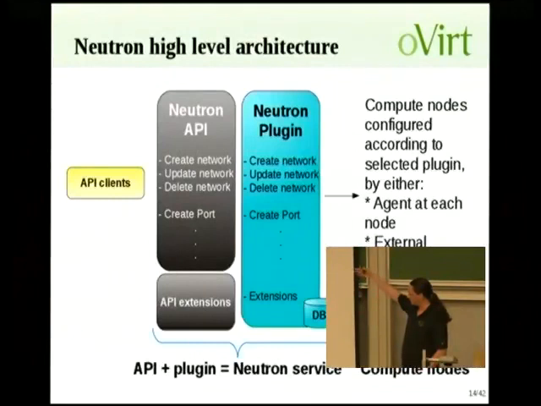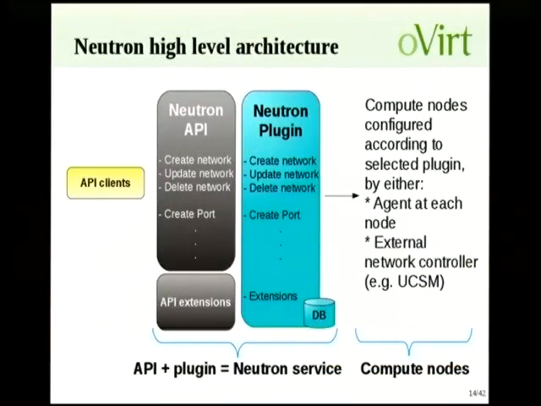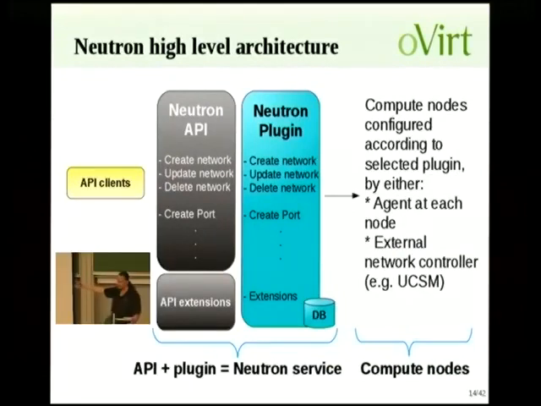So this is the top-level architecture of Neutron. There are the API clients, and the Neutron API, which is a REST API for us. There's the basic API, and there are also extensions, which are not mandatory for a plugin to implement. And there's the plugin itself. It implements the base API and whatever extensions it chooses to implement. So that's the Neutron service.